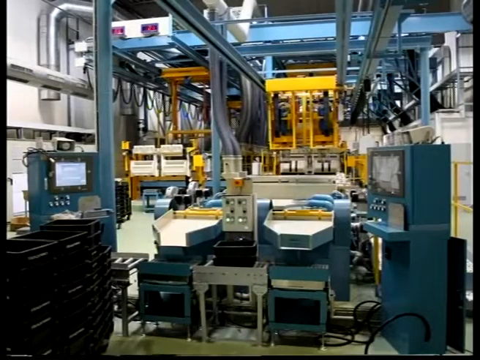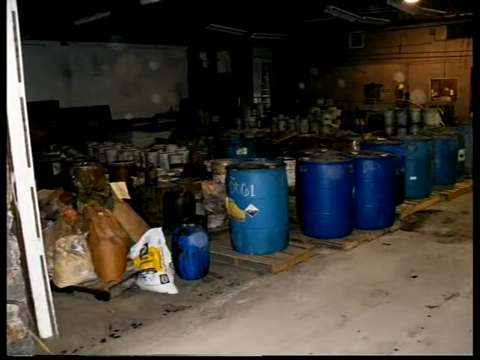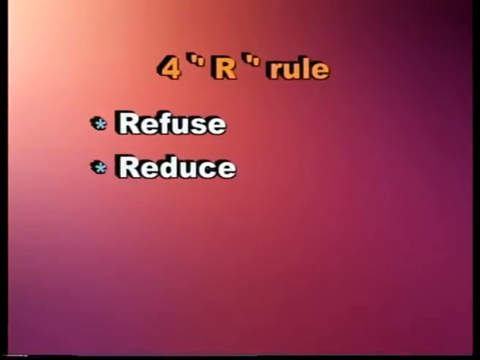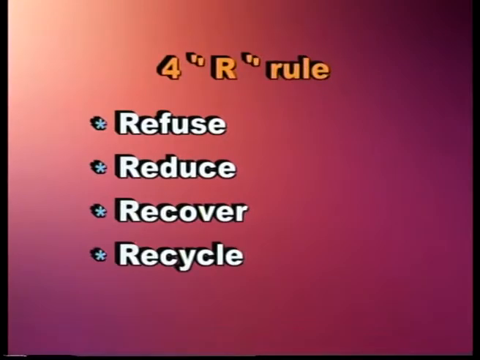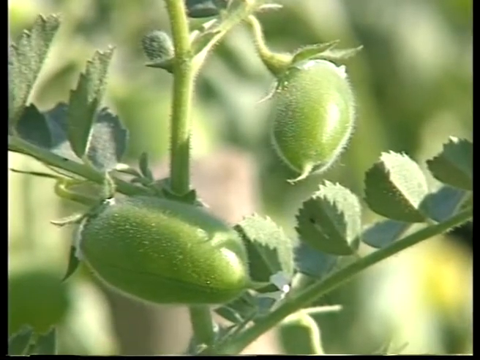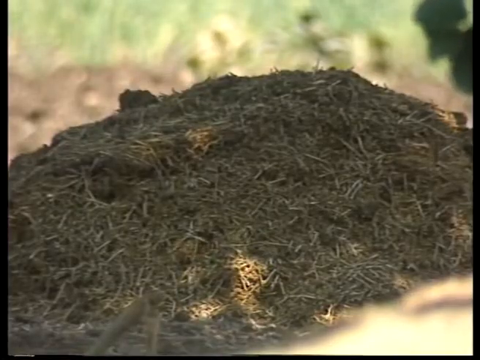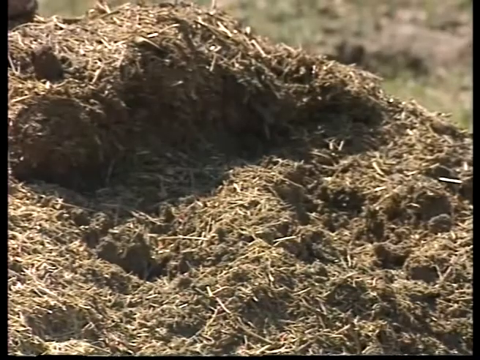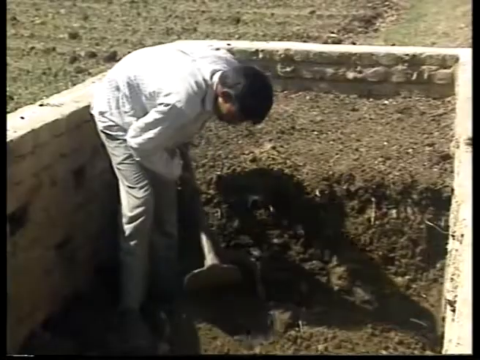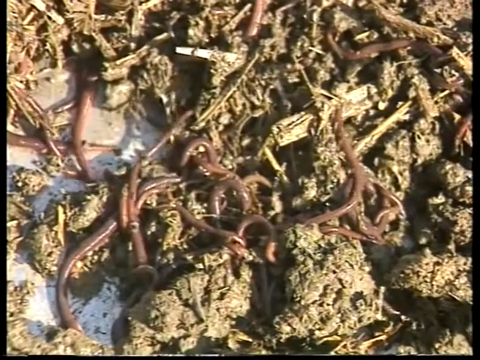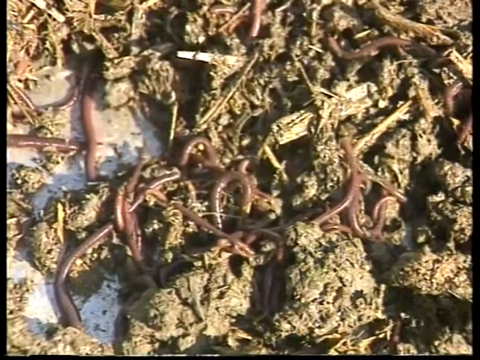From the domestic or industrial waste, recovery of useful materials should be done. By practicing the 4R rules, that is, refuse, reduce, recover, and recycle, soil pollution can be reduced very efficiently. Biodegradable organic waste should be used for composting or for generation of biogas. Vermicomposting is a good solution to reduce organic waste.